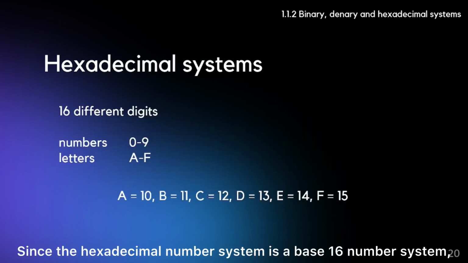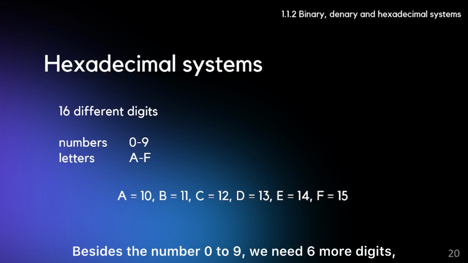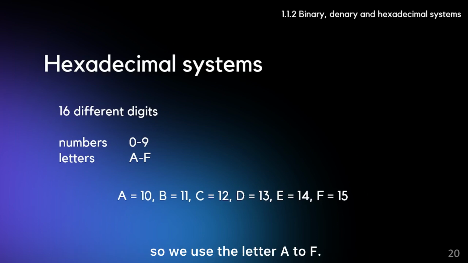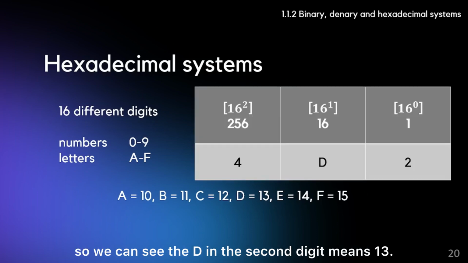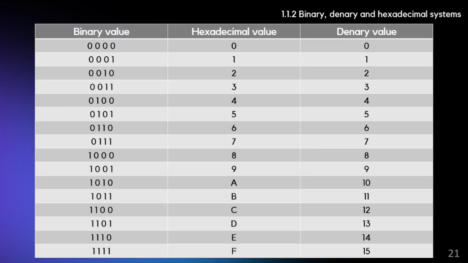Since the hexadecimal number system is a base 16 number system, it needs 16 different digits. Besides the numbers 0 to 9, we need 6 more digits, so we use the letters A to F. A means 10, B means 11, and so on. So we can see that the D in the second digit means 13. This is the chart that shows the corresponding representation in different number systems.